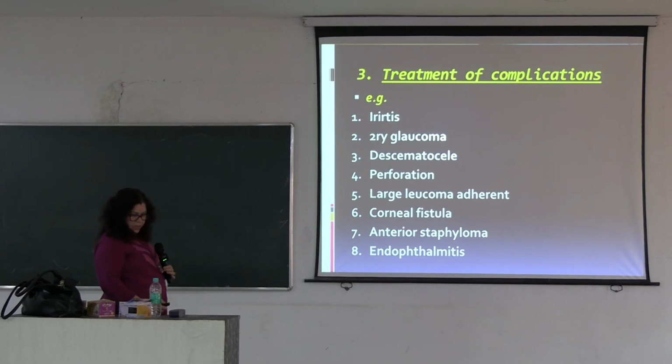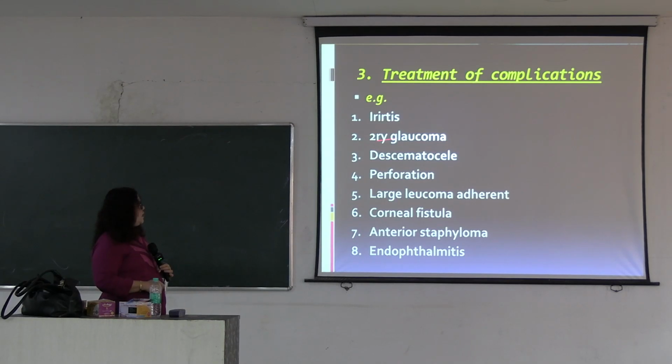Then treatment of the complications. What are the other complications present in case of corneal ulcer that must be treated? First one is iritis. Iritis means inflammation of the iris. It is also called iridocyclitis. If inflammation of the iris as well as the ciliary body occurs, that is called iridocyclitis.